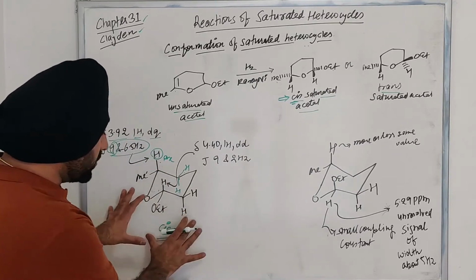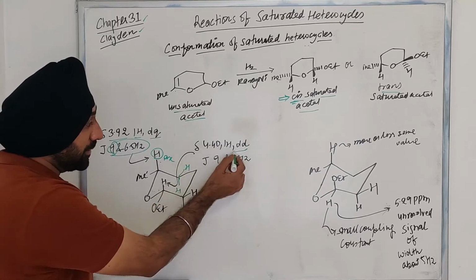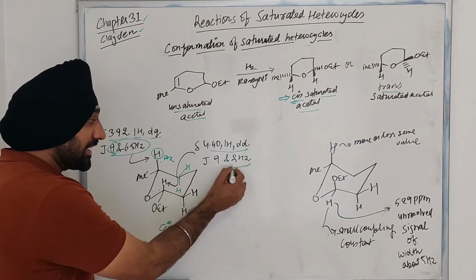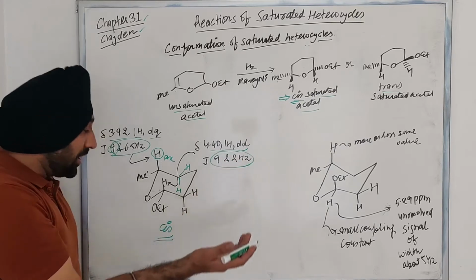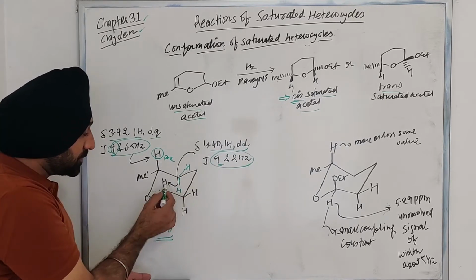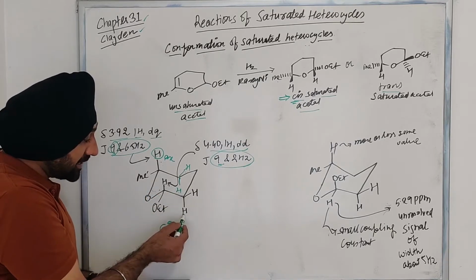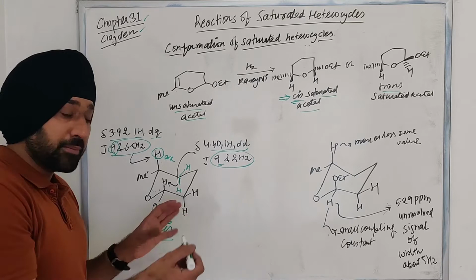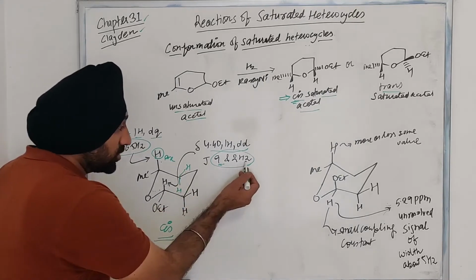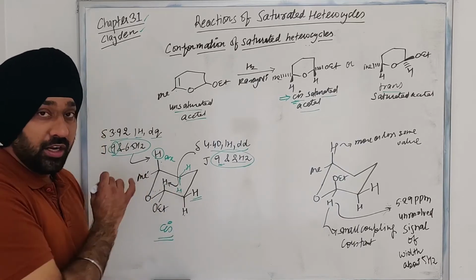And now if we talk about this particular hydrogen, here what they are observing is again a doublet at 4.4, the coupling constant is 9.2. So this is exactly what they are observing. This higher coupling is because of the coupling between this axial hydrogen and this axial hydrogen. The dihedral angle between them is 180 degrees. And this lower value, which is 2, is because of this hydrogen and this equatorial hydrogen.